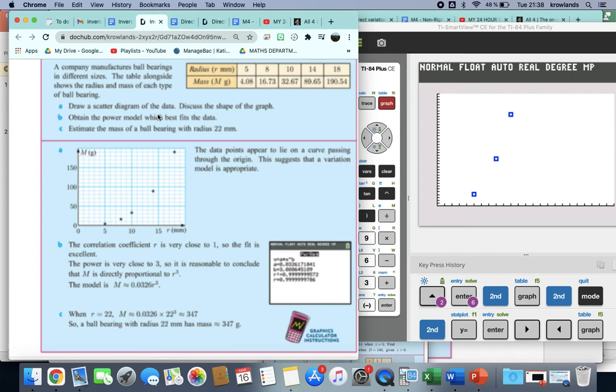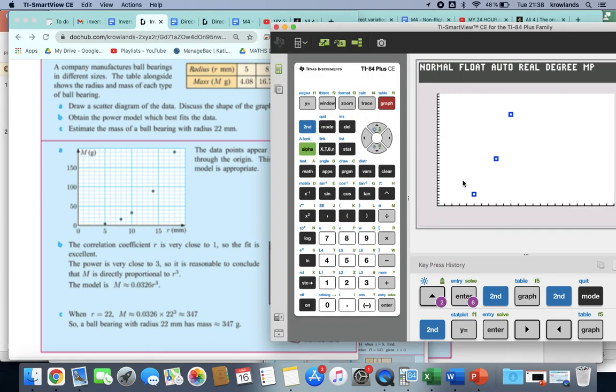So draw a scatter diagram of this data. You can either do it using the calculator or do it on your page in the exam, and it will tell you whether to be exact or not. If it's not to be exact, you can draw the general shape using the calculator. Obtain the power model. Now this is the most exciting part of the lesson. This is what you have to do.